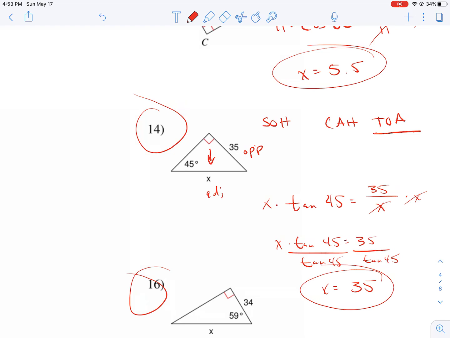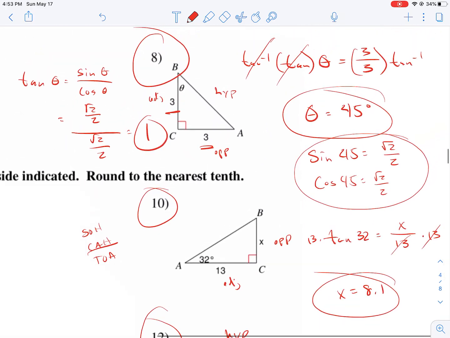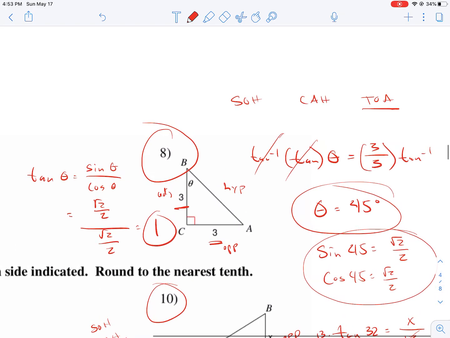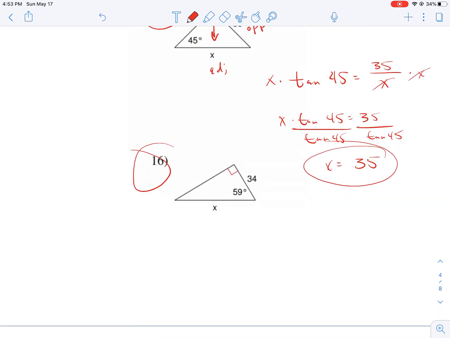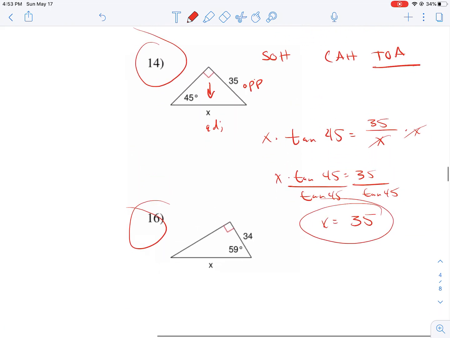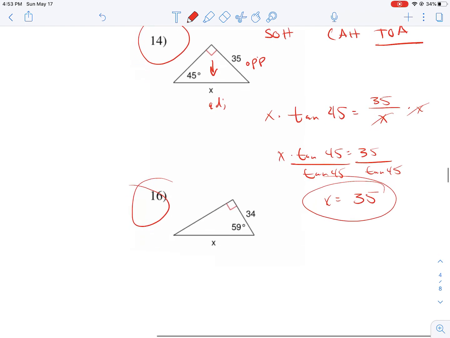Okay, and that'll play in a little more on the unit circle as well, but 35 divided by the tan of 45 is just 35, because remember the tan of 45 degrees is just 1, which makes sense. 35 divided by 1 is going to be 35. Okay? Alright, let's keep going.